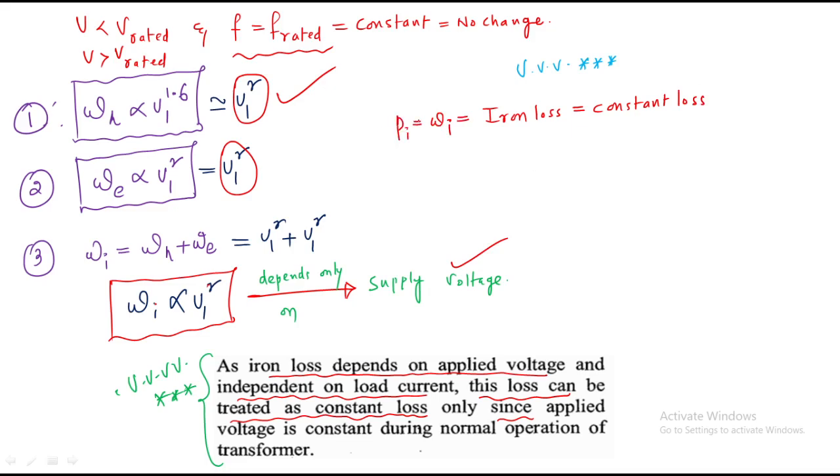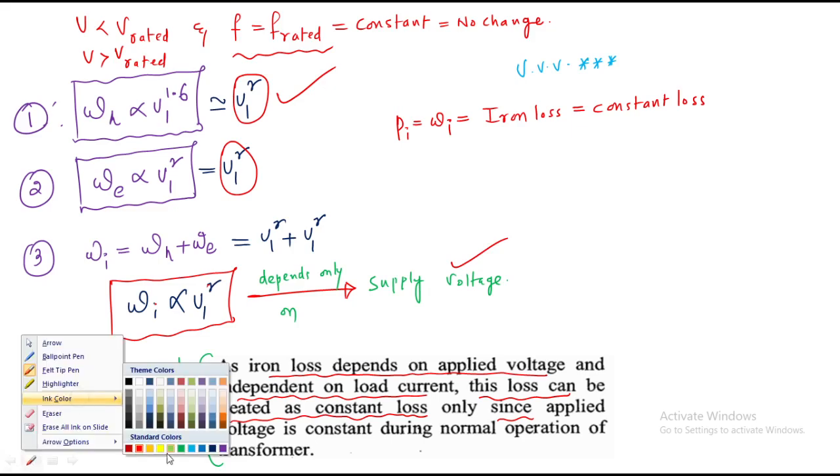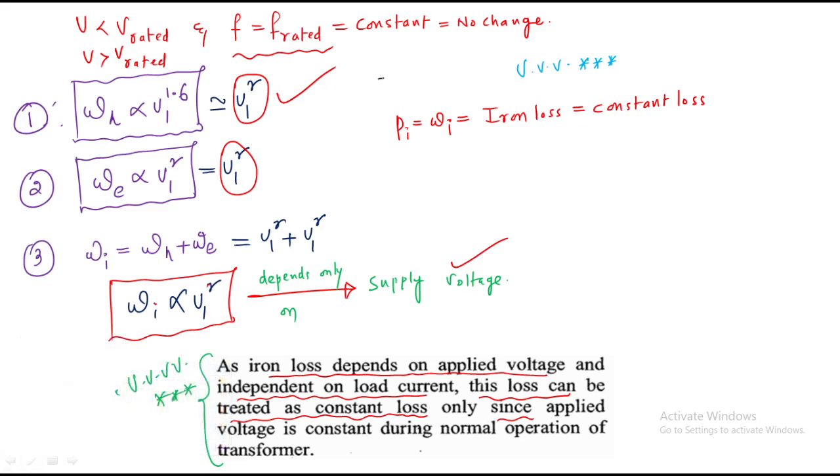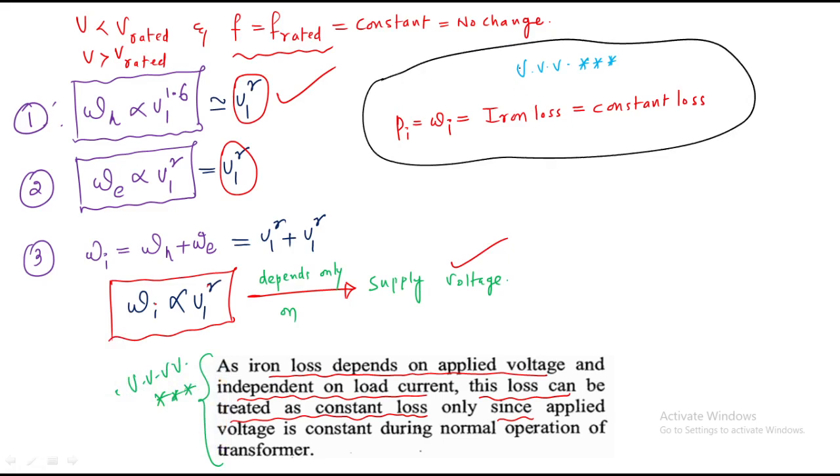What is iron loss? W_i, constant loss. What is the reason? Since it depends on the square of the supply voltage. This is very important. What about variable loss? Copper loss is nothing but variable loss. Iron loss is nothing but what? Constant loss. These two points are very important.